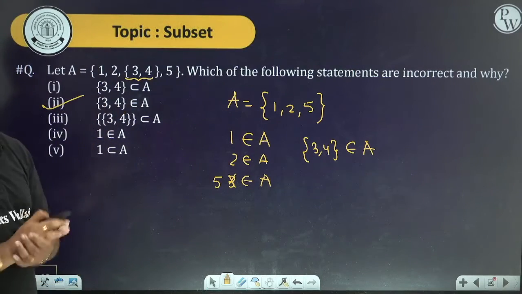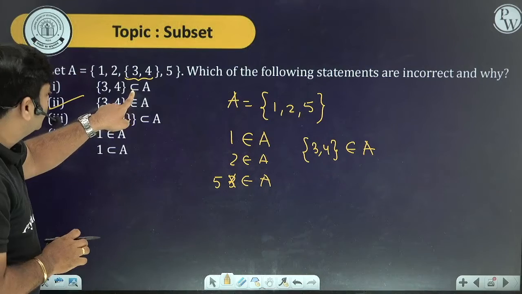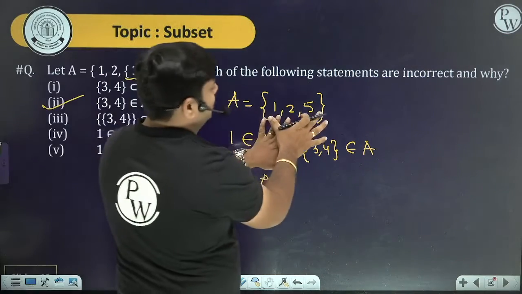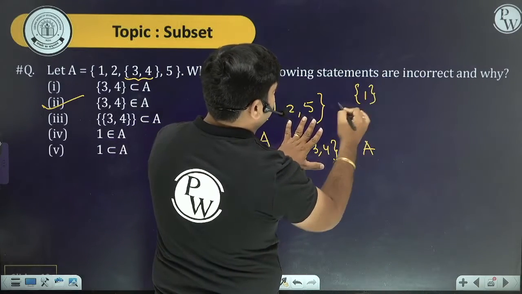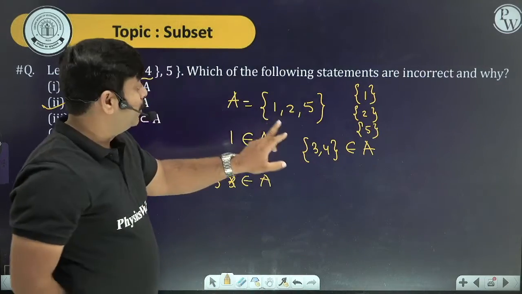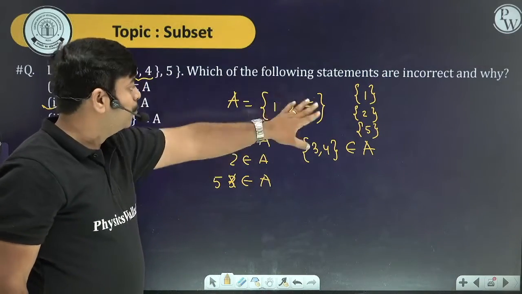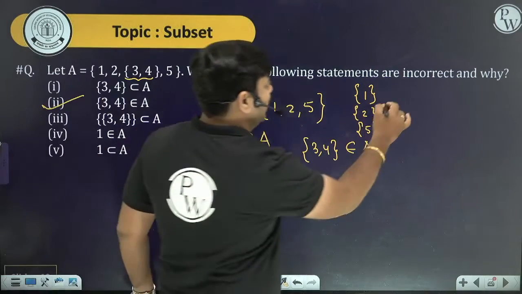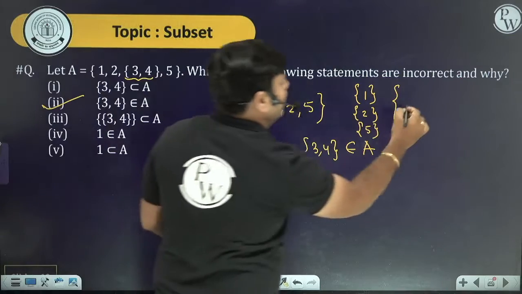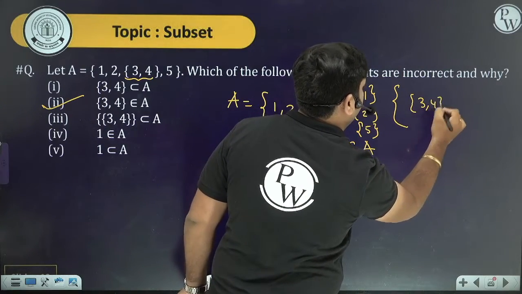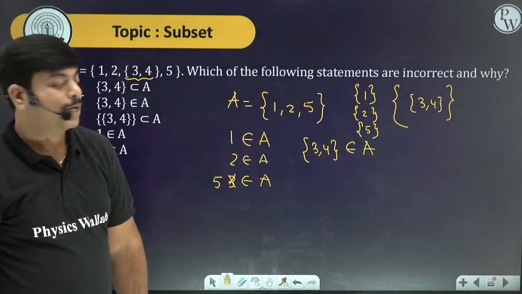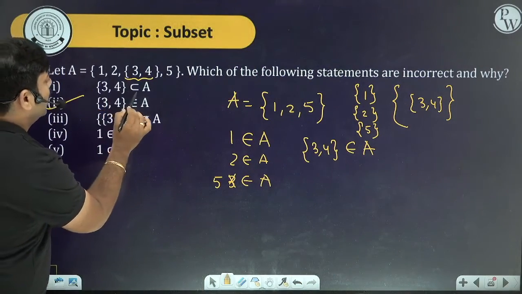What about the first option? People, this symbol is used for subset. If you want to write a subset, {1} is a subset, {2} is a subset, {5} is a subset, and {1, 2}, {2, 5}, {1, 5}. In that, the set of this particular element, that is {{3, 4}}, is also one subset. So 3, 4 is a subset of A is wrong.